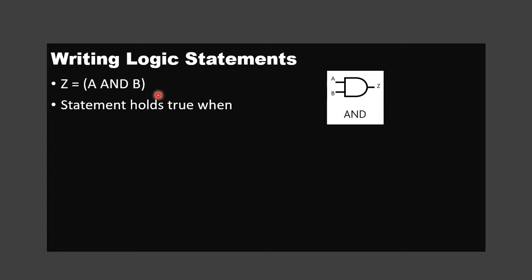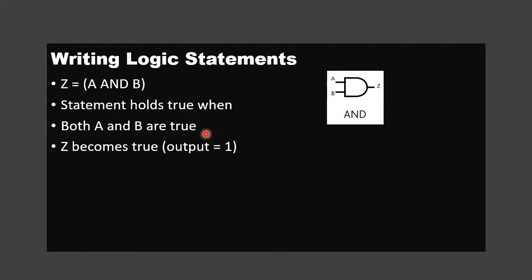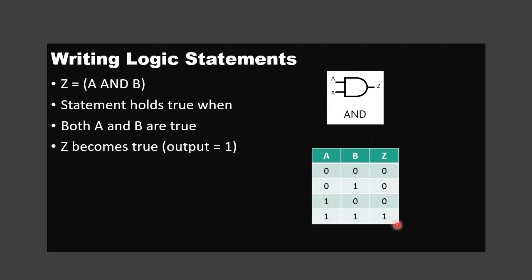For this statement to be true, there's only one condition. Both A and B have to be true. Only then Z becomes true or the output becomes 1. This is evident from the truth table for the AND gate which we learned previously. Here you can see only this statement is true. Z has a value of 1 when B is 1, A is 1, or Z is true when B is true and A is true.